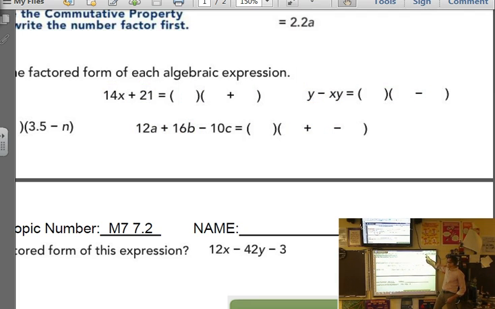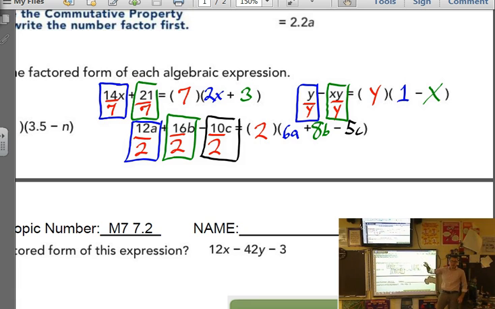Try the got it on the back. What is the factored form of that trinomial? When it has 3 different terms, it is a trinomial.